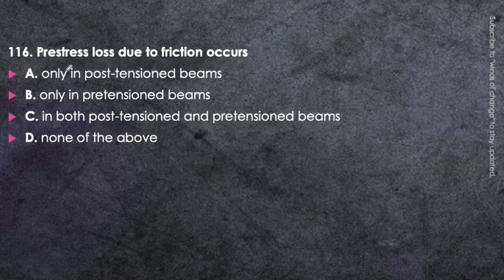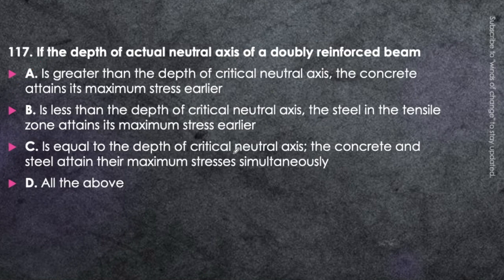Next question. Pre-stress loss due to friction occurs only in post-tension beam, only in pre-tension beam, in both post-tension and pre-tension beam, or none of the above. Just think about it. Very easy question. Friction loss does occur only in the post-tension beam, so option A will be the correct one. Memorize it. Next question.